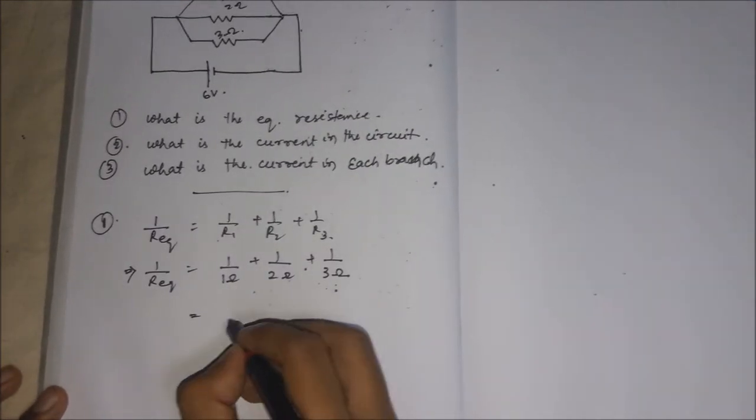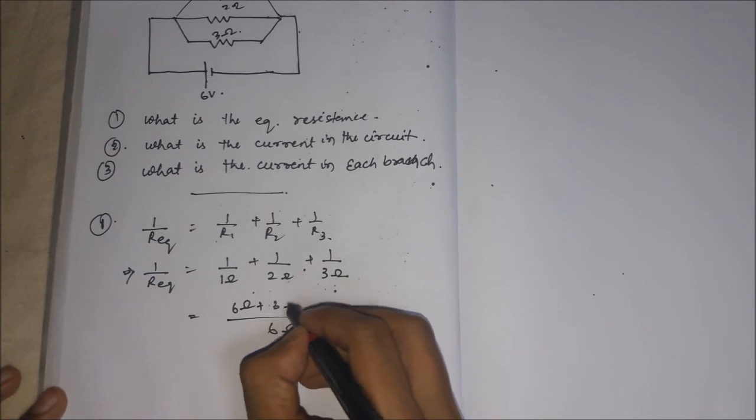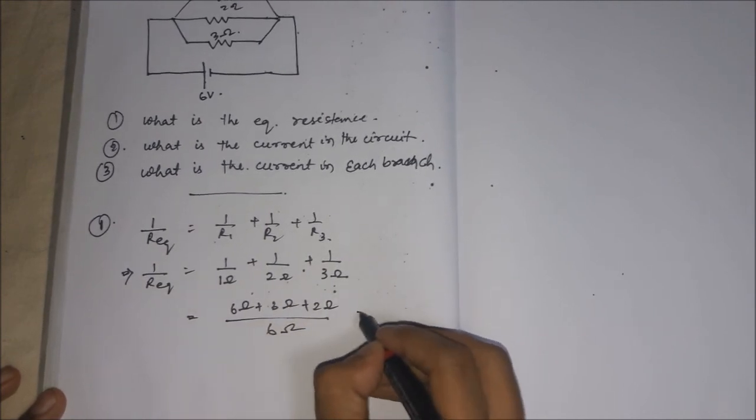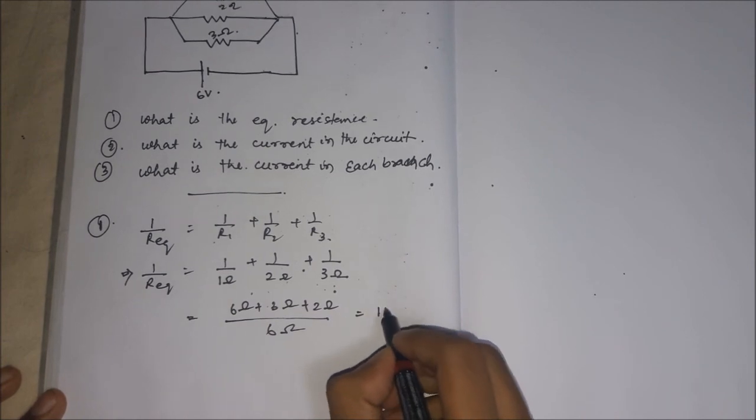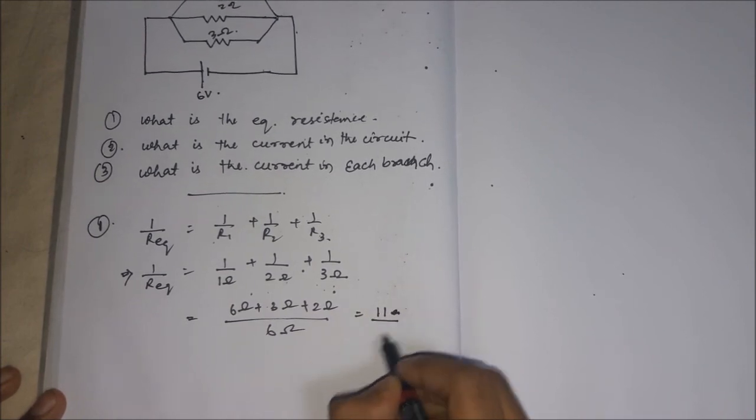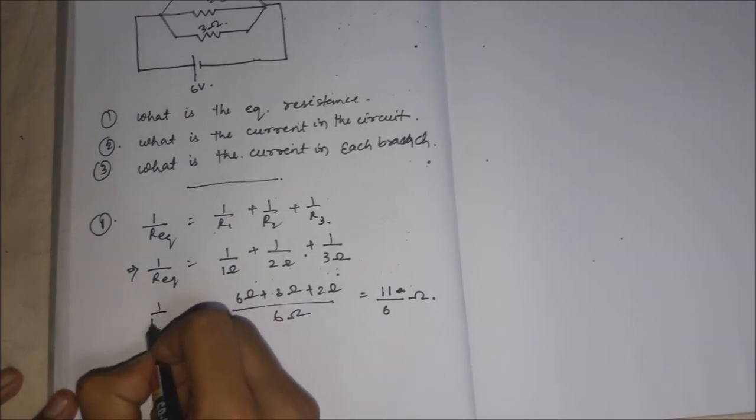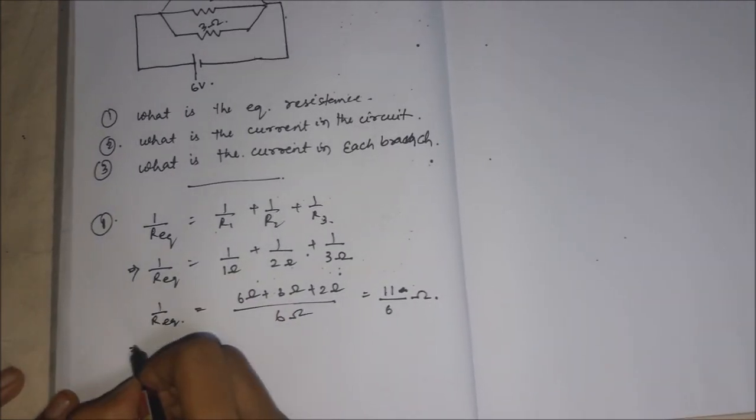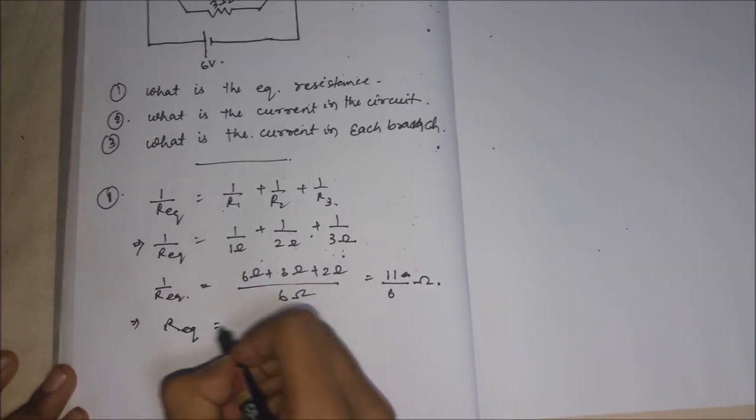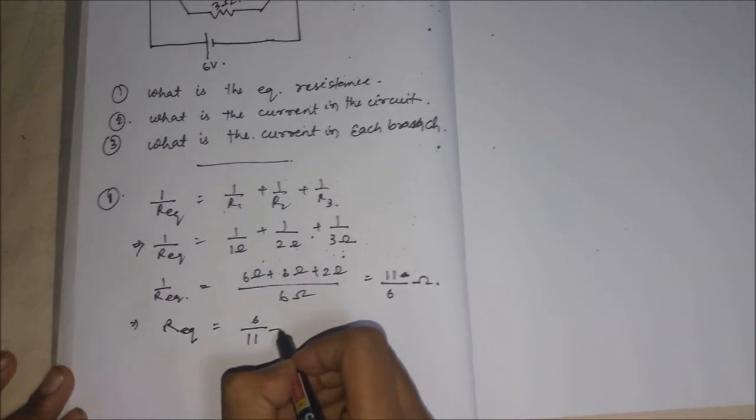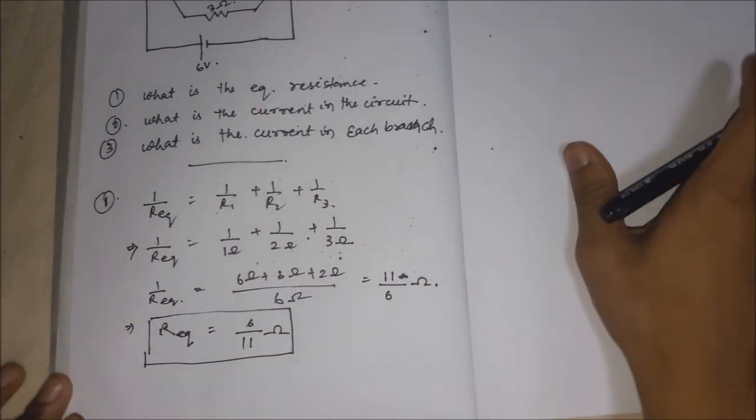It can be, taking the LCM 6 ohm, 6 plus 3 plus 2, that's 11 by 6 ohm. It's 1 by R equivalent. Now reciprocating it, R equivalent equals 6 by 11 ohm, which is the required answer.